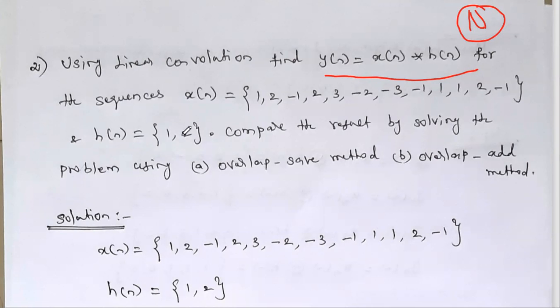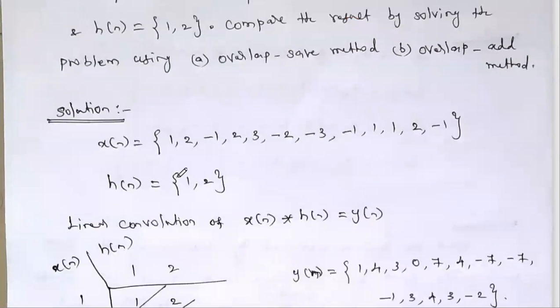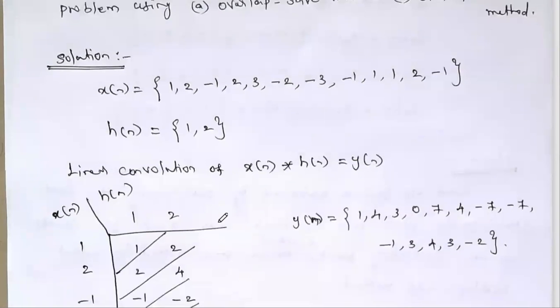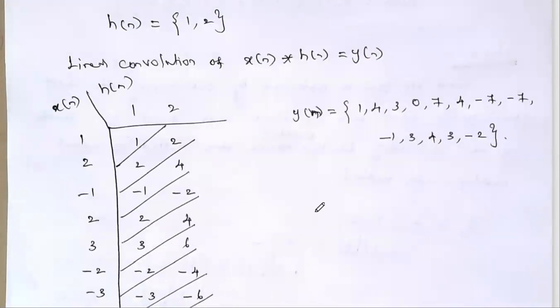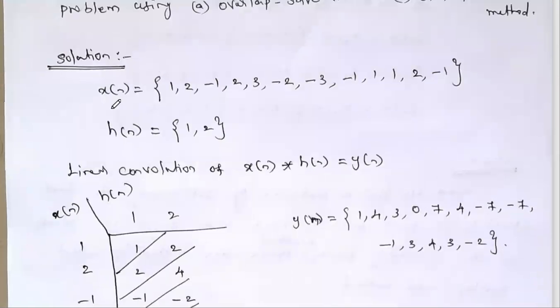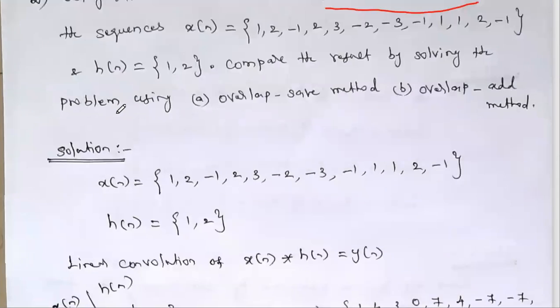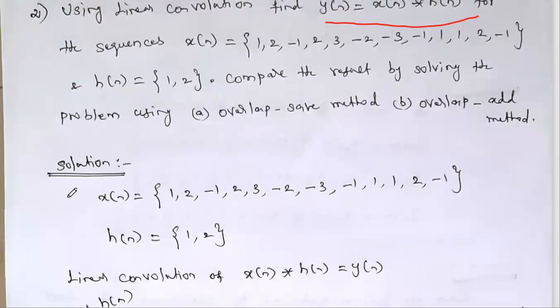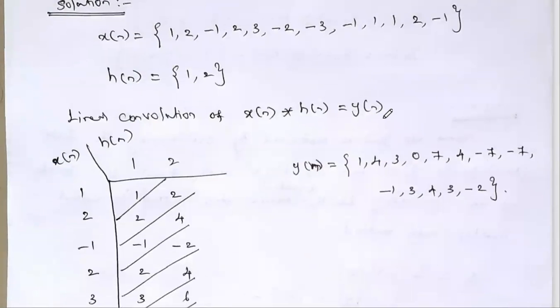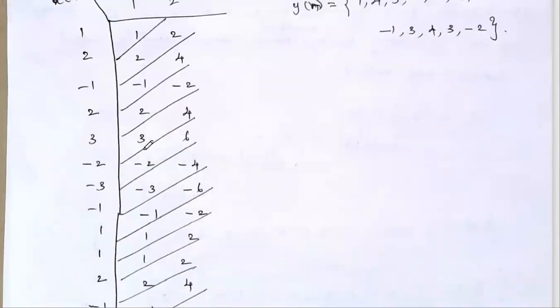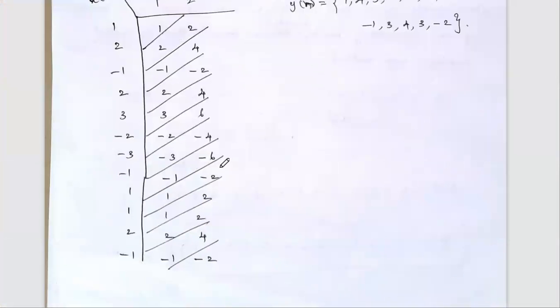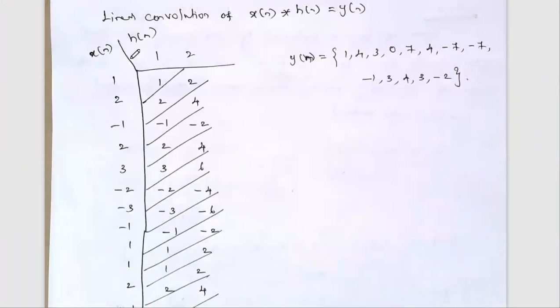First, we find the answer using the ordinary linear convolution procedure, and this answer we should achieve using the overlap save method as well as the overlap add method. So three things we have to do. First, in the direct method, using the tabulation method with the sequences x of n and h of n, we find the output y of n. You already know how to obtain the linear convolution output using the tabulation method.